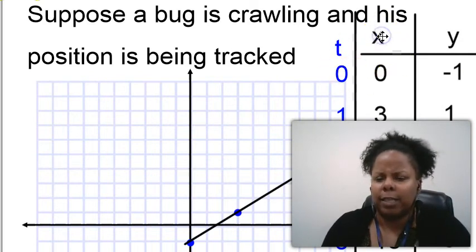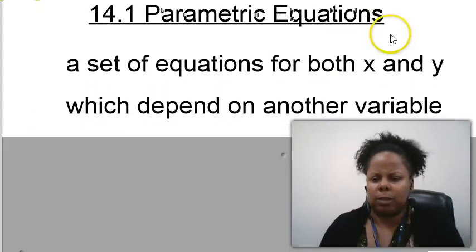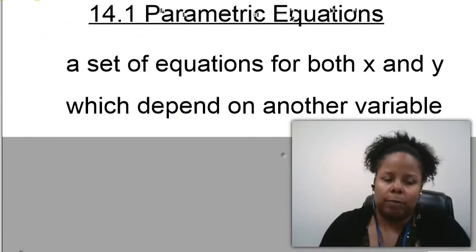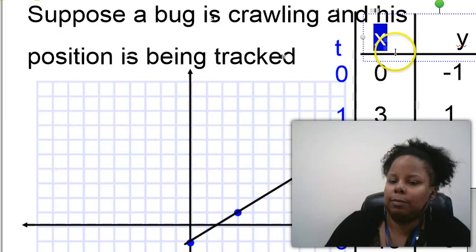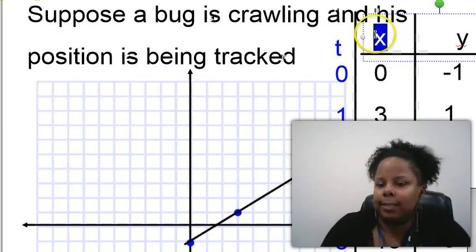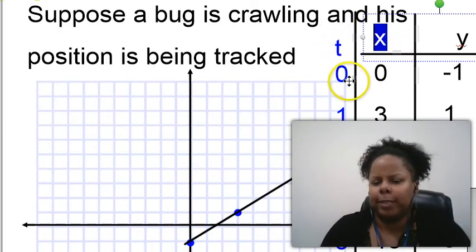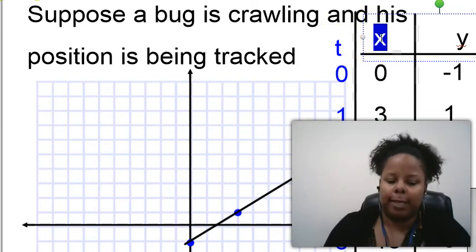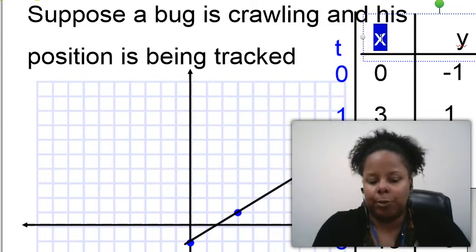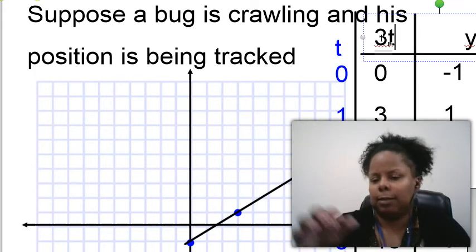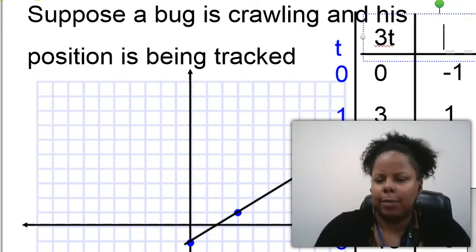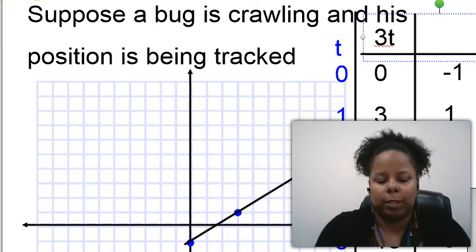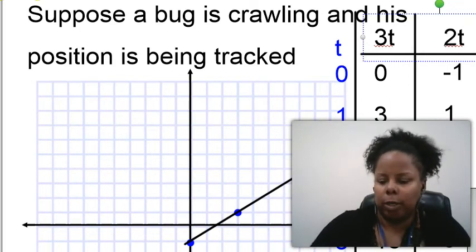off of t. So in this case, if I take a look at this, it looks like x can be found based off of t and y can be found based off of t. How is that possible? Well, let's take a look. If I base x off of what t is doing, then it looks like x can be the same equation as 3 times t. And if I base y off of what t is doing, it looks like that y can be found by taking 2 times t and subtracting 1.